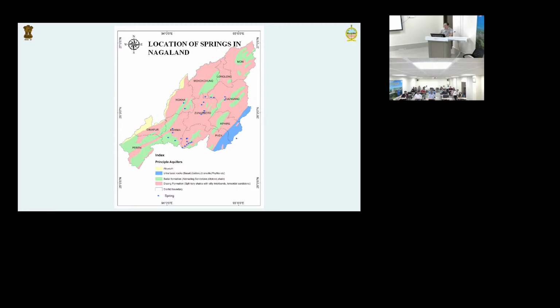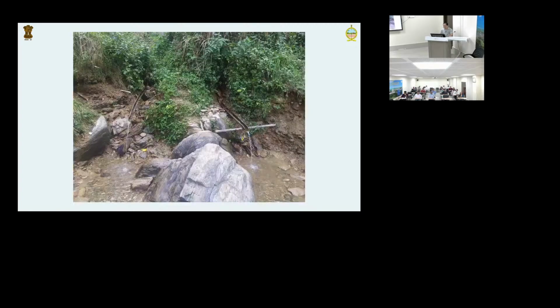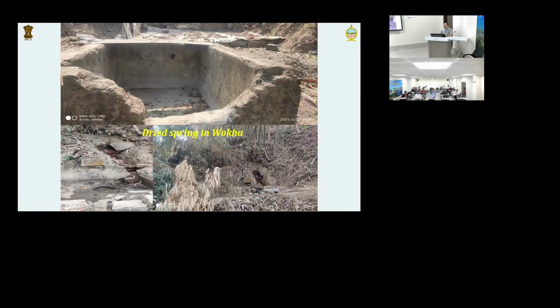And we have done some spring studies in Nagaland also. For a few springs, we did an inventory and then monitored them. We found that when we compare Meghalaya springs and Nagaland springs, the spring discharge is very less compared to Meghalaya. In Nagaland, the spring discharge ranges from 0.001 LPS to 0.01 LPS, which is very less, but people are very much dependent on these springs, and they are getting dried up in some places, like in Wokha district.